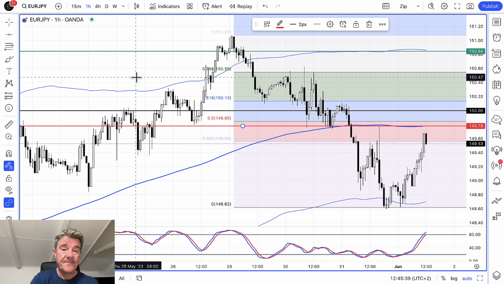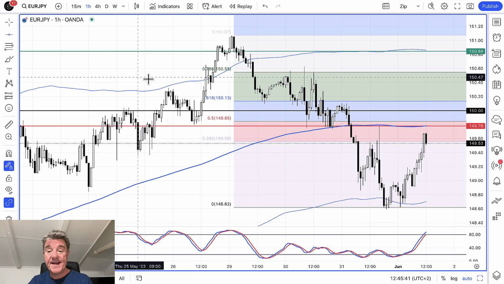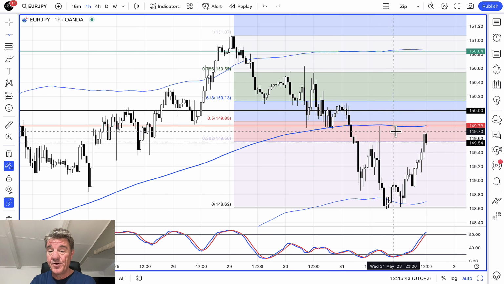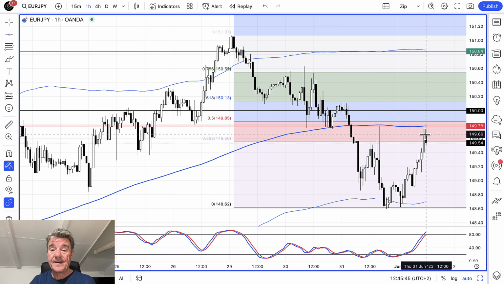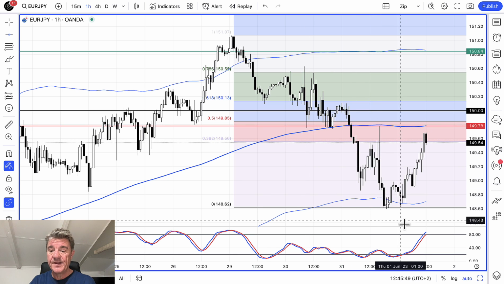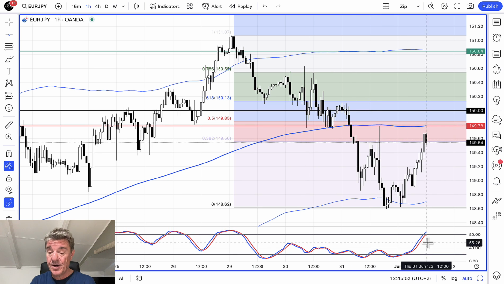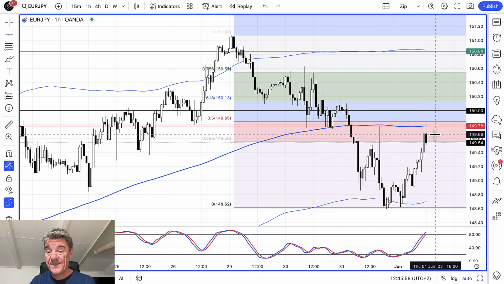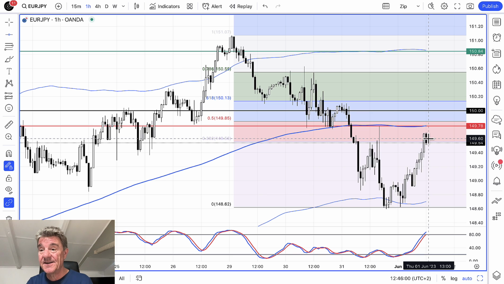All right, that red line there is at the 200 period moving average on the hour chart. We have a spike high. It's also the 50% Fibonacci level. We also have an overbought condition on the stochastic. We don't have a reversal candle just yet, but we might do in the next 15 minutes. It's 1:45, the top of the hour.